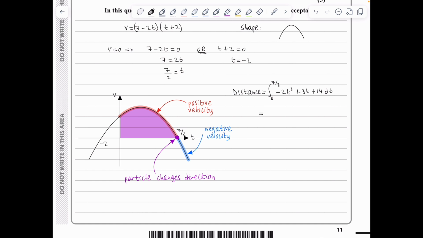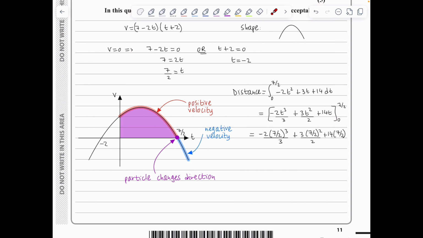We know that in integration we increase the power by 1 and we divide by the new power. So we've got minus 2t cubed over 3 plus 3t squared over 2 plus 14t, and the limits are 0 and 7 over 2. I will start by substituting the upper limit. So we've got negative 2 times (7 over 2) to the power of 3 over 3 plus 3 times (7 over 2) to the power of 2 over 2 plus 14 times 7 over 2, and we can see that the contribution from the lower limit of 0 is simply 0.